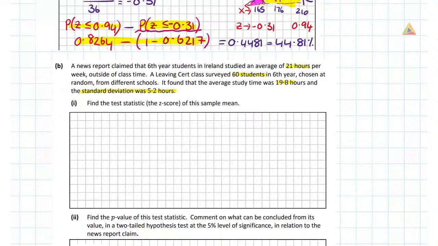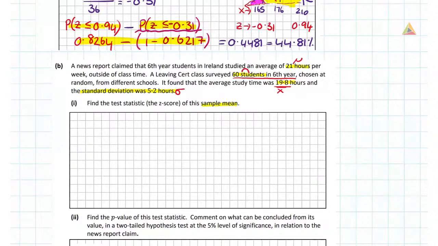So we're asked to find the test statistic, in other words, the Z score of this sample mean. So let's name all of the numbers that we have in our question. So the standard deviation, that's always going to be my sigma. The 60 students, that's my sample size. The 19.8 is the sample mean, so that's X bar. How do I know it's the sample mean? Because we surveyed 60 students, so there's my sample size, and their average study time was 19.8. So that's the average of the sample. So that must mean that mu, my population mean, in this case, is 21 hours. And that's what the newspaper is claiming is the mean for all 6th-year students.